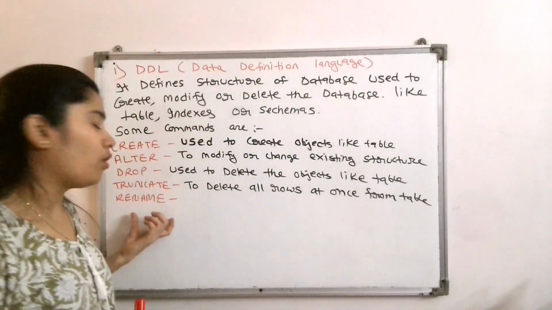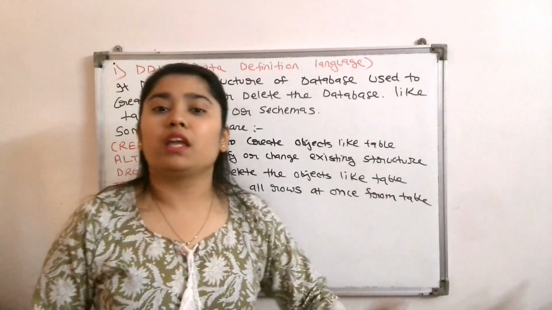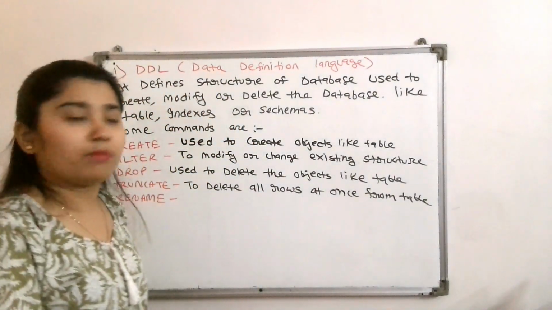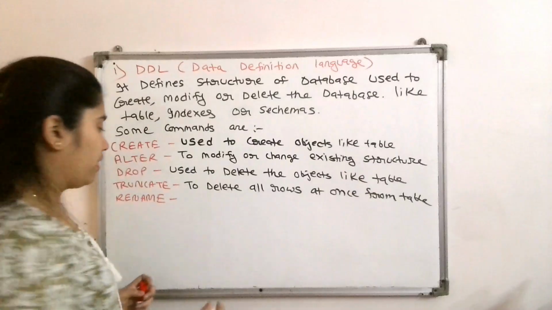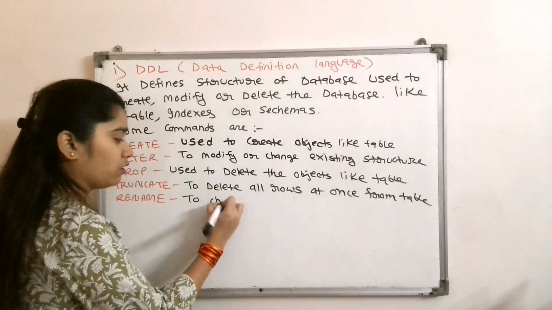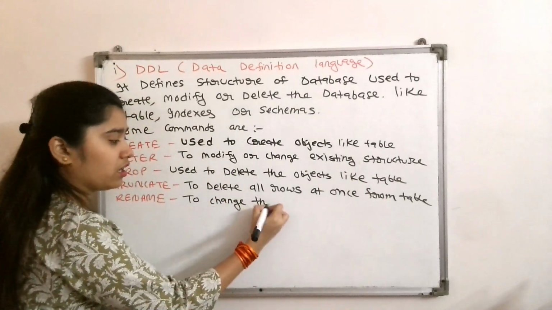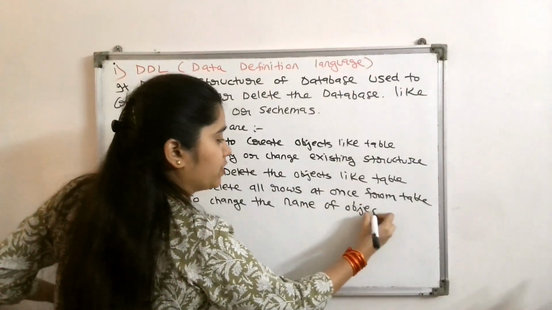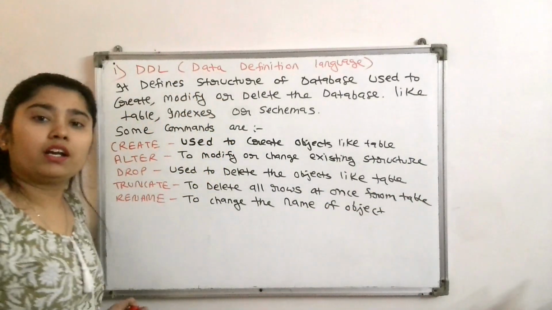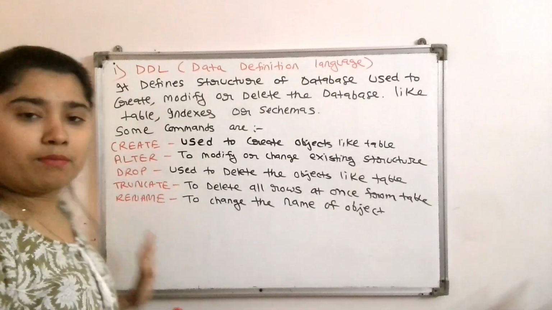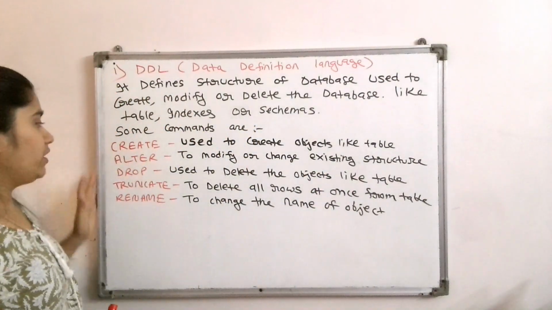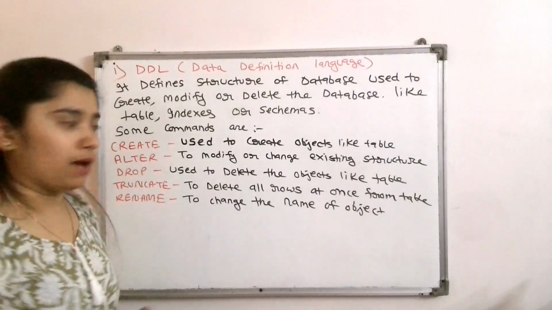And the last command we have is rename. This command is used when we want to rename or change the name of any object like the table. If we want to change the name of the table, then we use the rename command, to change the name of an object, like renaming a table. So these are some commands. Let's see one example also for better understanding. I will tell only one command example.